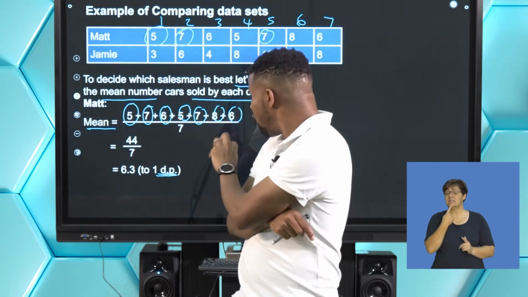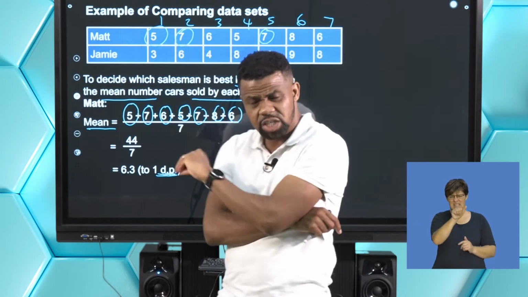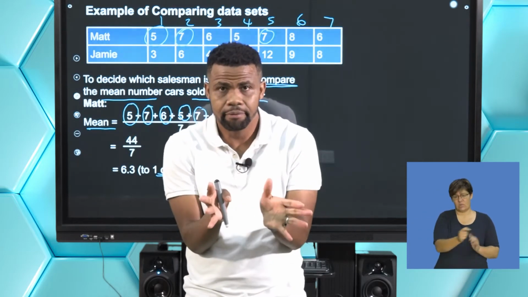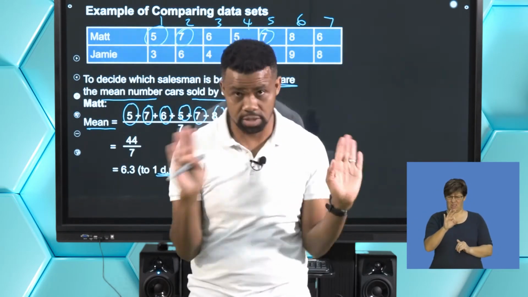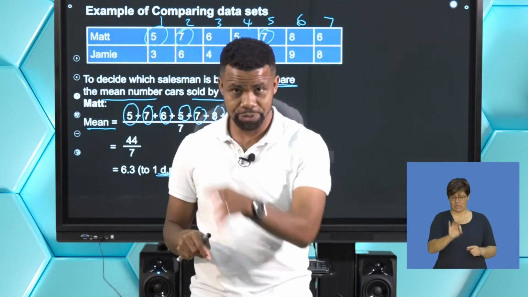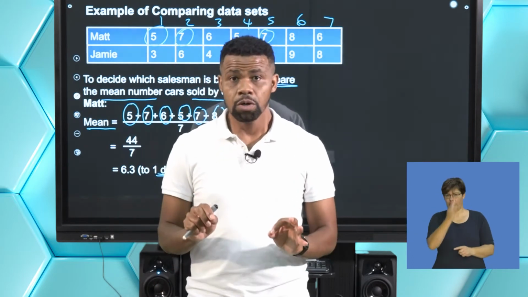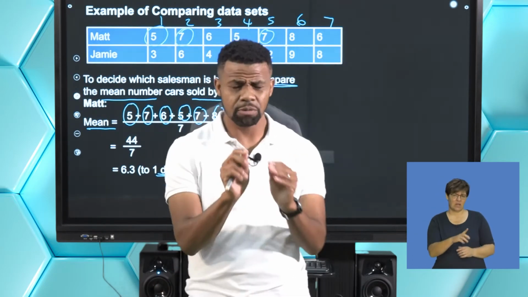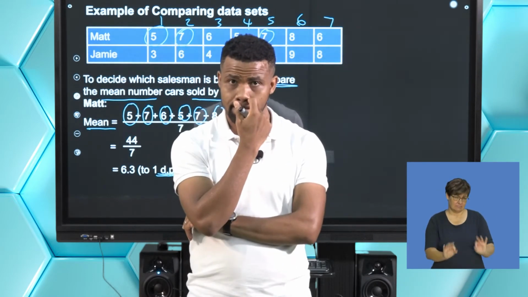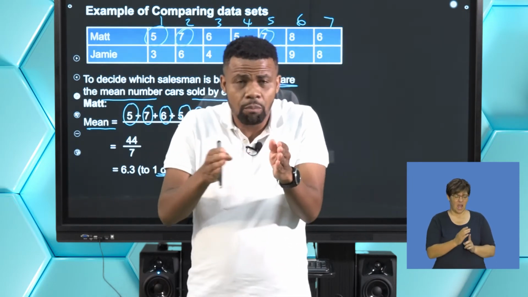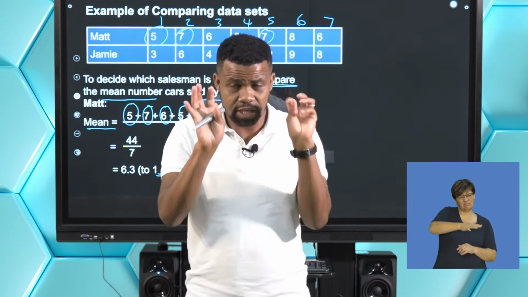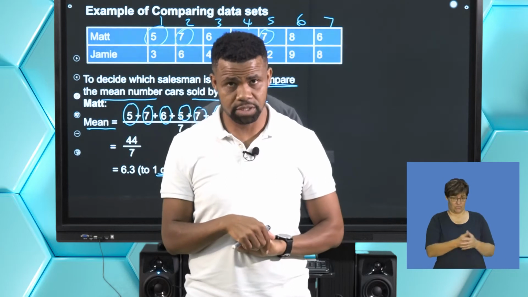Okay. So the average, what does 6.3 mean? This means on average, Matt will sell, well, we don't have 6.3 cars. Cars are 1, 2, 3, 5 cars. There's nothing like that. There's no 6.3 cars. So on average, it means he will sell about 6 cars. Less than 6 or more than 6, but I don't think more than 7 cars. On average, that's how Matt will perform at this company.